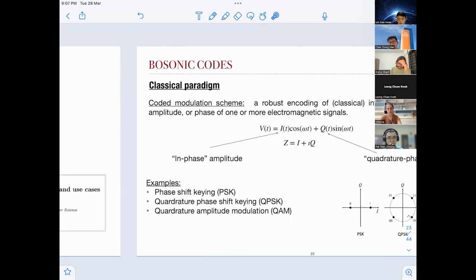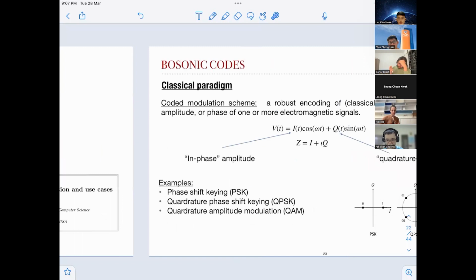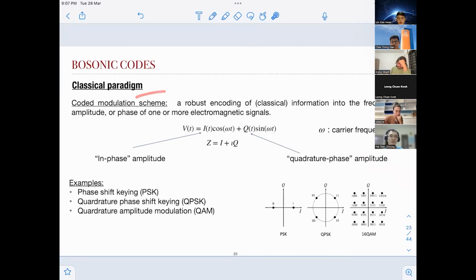So basically, let's look at the Bosonic codes. First, let's look at the classical paradigm. Classically, there is this notion of coded modulation scheme. It's a robust encoding of classical information into frequency, amplitude, and phase. The people who do classical coding, like electrical engineers, know more about this thing.